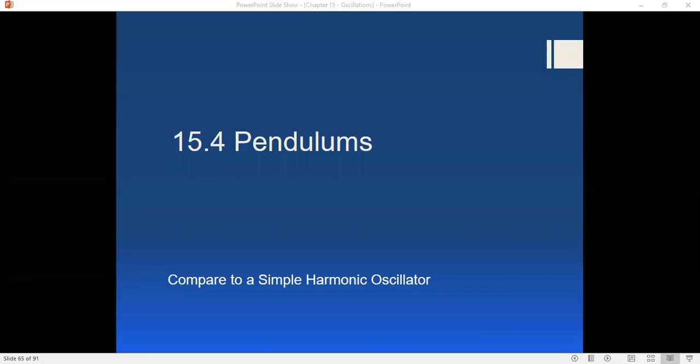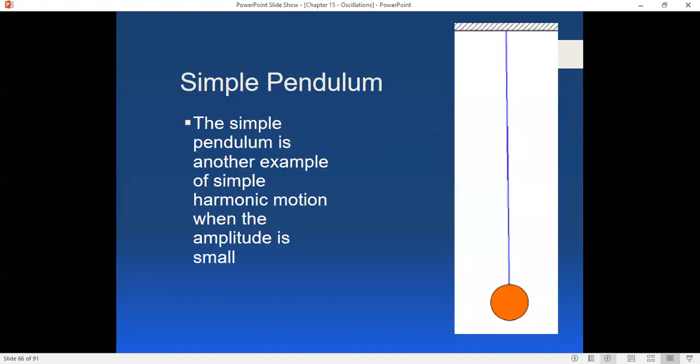Let's look at another periodic system, and that is that of the pendulum. It's not as simple as the simple harmonic oscillator, but as long as we keep the amplitude of the pendulum low, we can express both its period and its motion in a very similar way to the simple harmonic oscillator. And we call this the small angle approximation. Okay, so let's take a look at what's going on here.